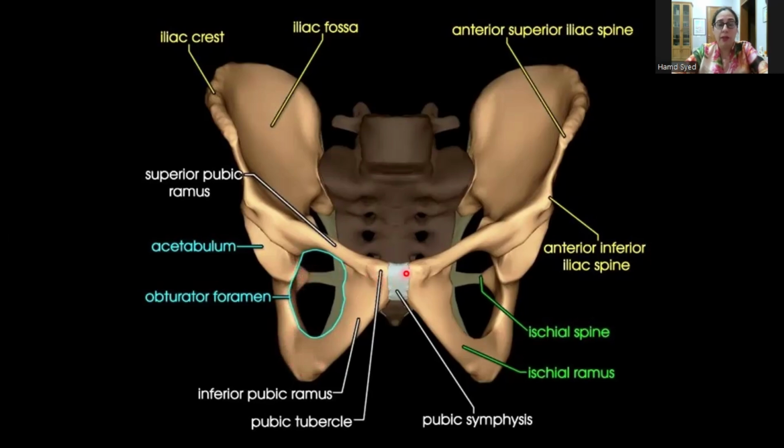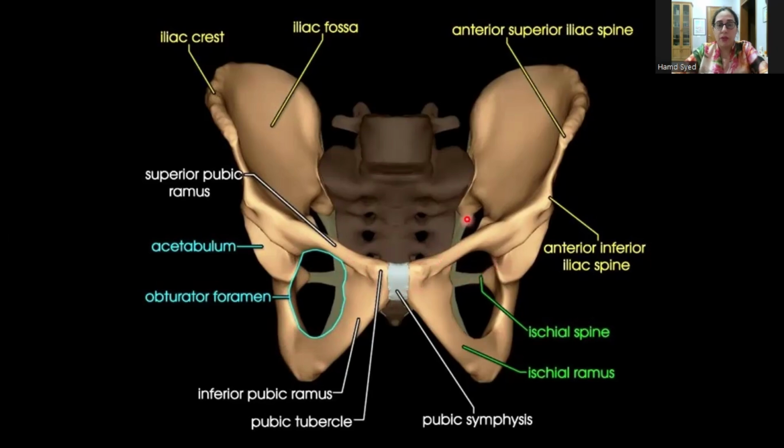If we look at the joint which is formed between the anterior aspects of the two hip bones, that is the pubic symphysis, it is a cartilaginous joint lying in the midline. Also, I would like to highlight over here the two very important ligaments in the pelvic region.